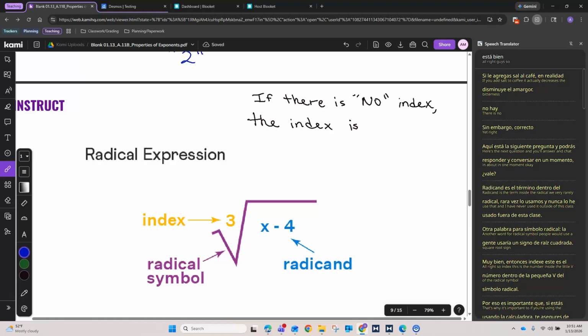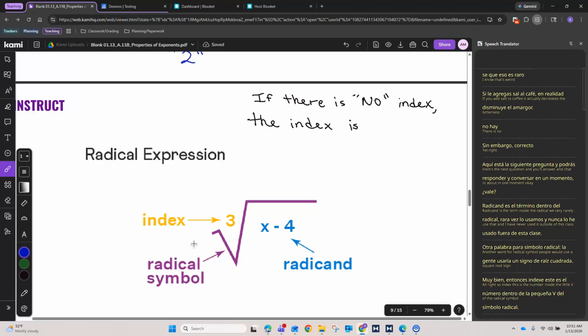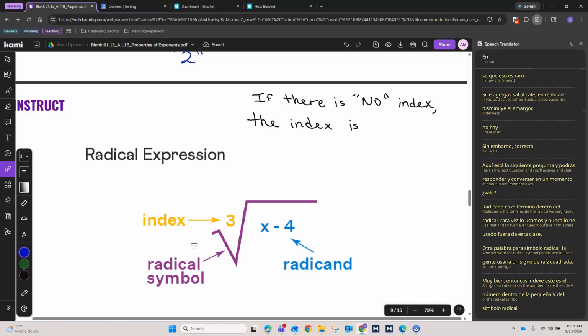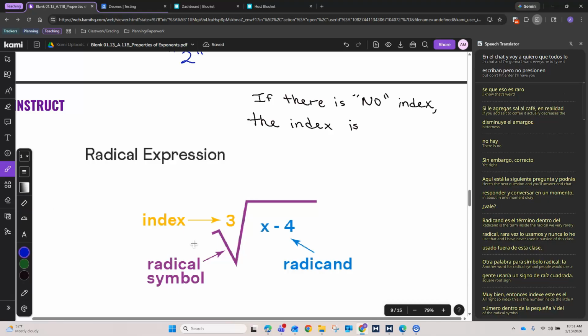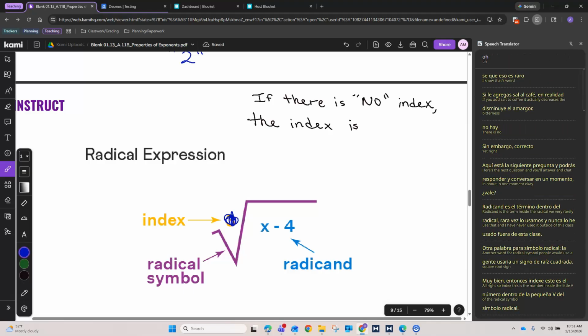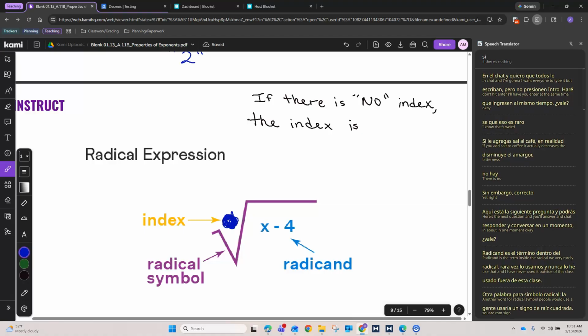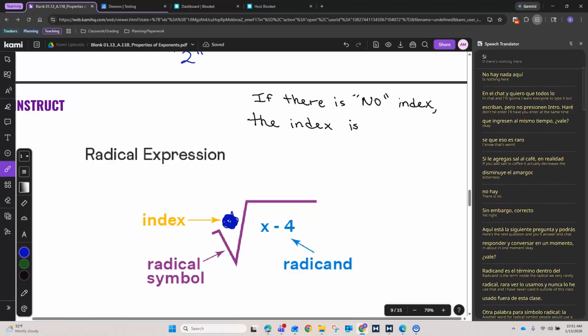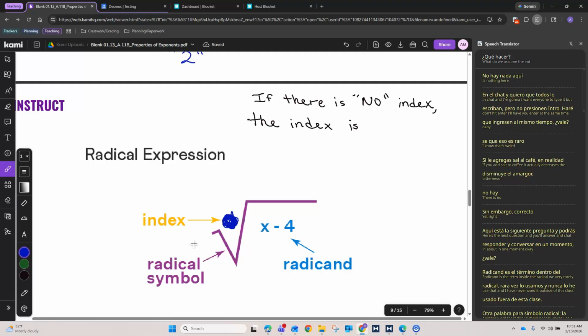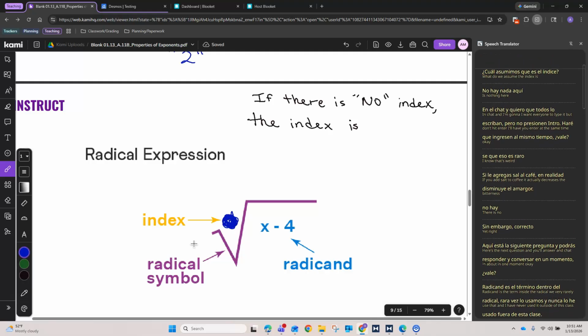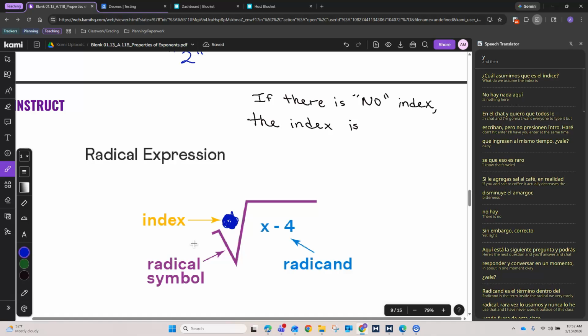I'll have you enter at the same time, okay? If there is no index, if there's no number inside the little v, so pretend that there is nothing here. If there's nothing there, what do we assume the index is? Type a single number in chat, and then 3, 2, 1, enter.